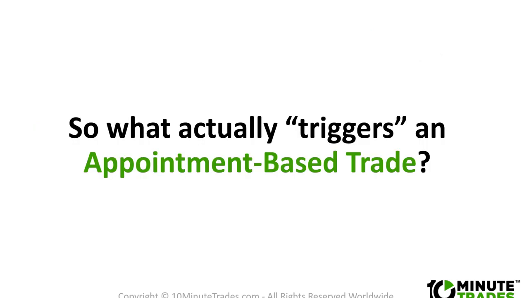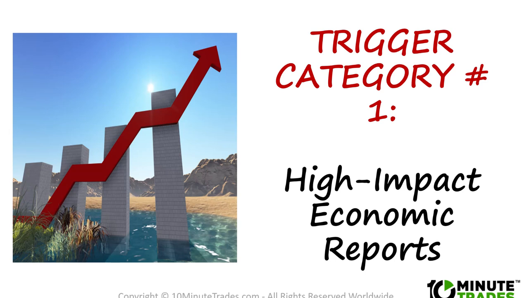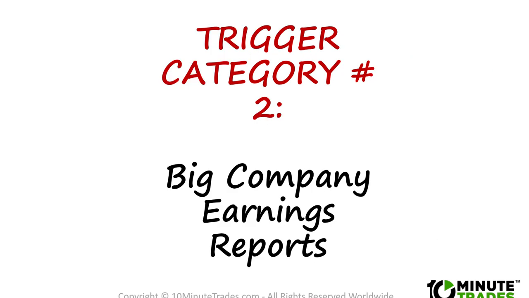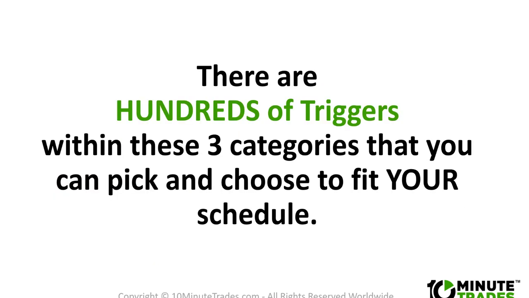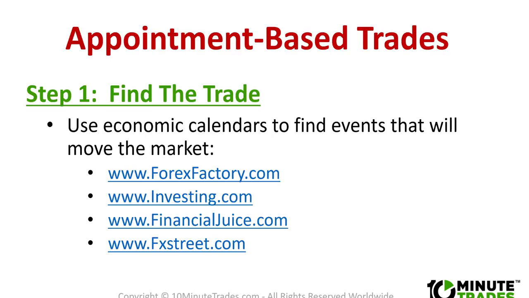So I've explained what triggers these trades: high impact economic reports, jobs reports, existing home sales, GDP, earnings reports, market opens, market closes. In those three simple categories, there's actually hundreds of trades. How do we find these trades? There are free calendars that exist in the markets. You've got Financial Juice. It's a free calendar.